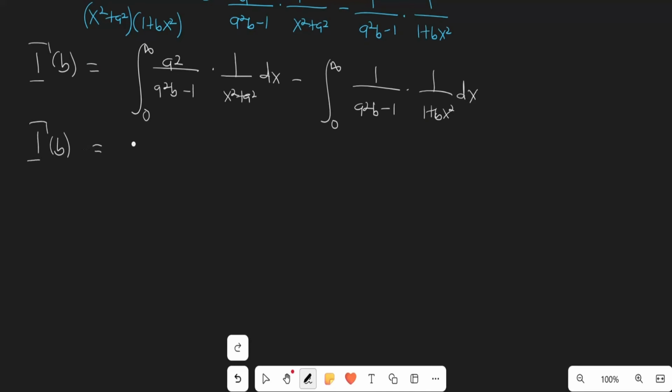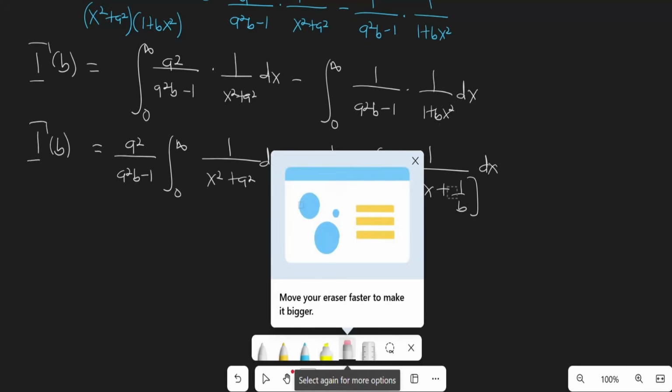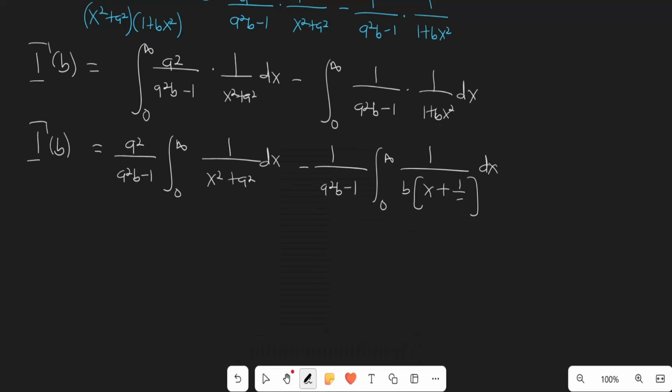This one is a constant. It has nothing to do with x. A squared all over a squared b minus 1, times the integral from 0 to infinity of 1 all over x squared plus a squared. This integral is familiar, right? Minus 1 all over a squared b minus 1, because it's a constant, times the integral from 0 to infinity of 1 all over b here, I'm going to factorize it out. And what is left here is x squared plus 1 over b, right? And then dx. But 1 over b permits me to write it like this: that is 1 over the square root of b, all this one squared.